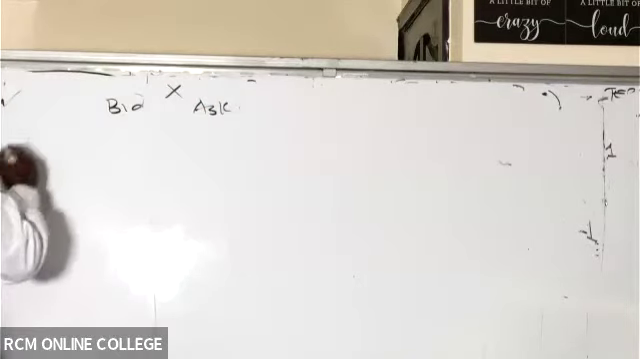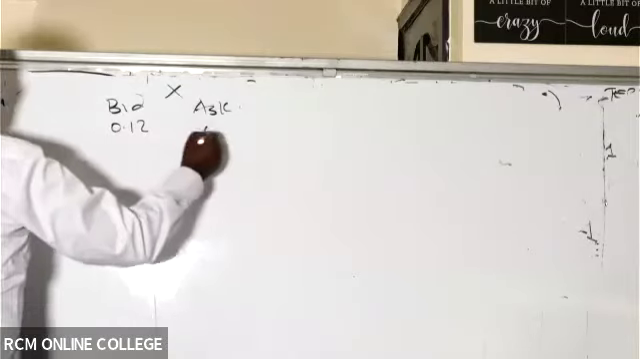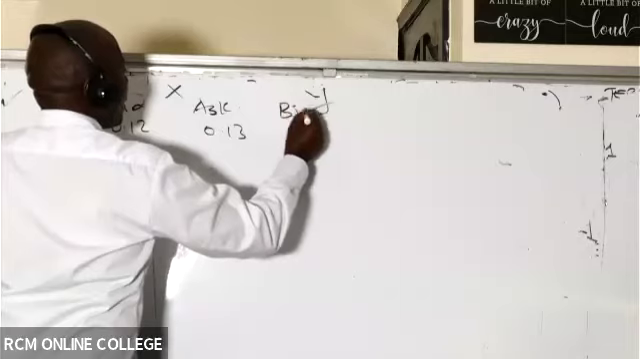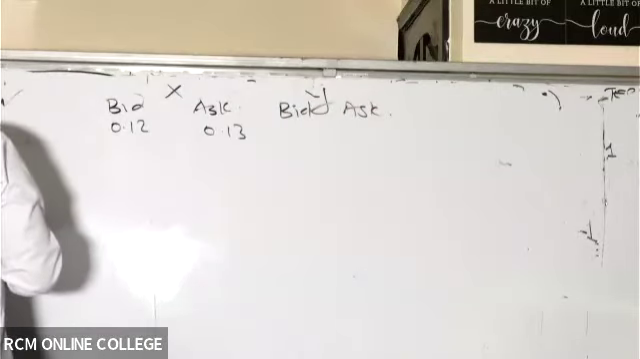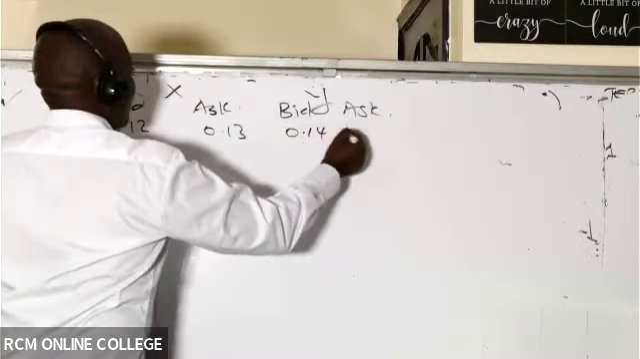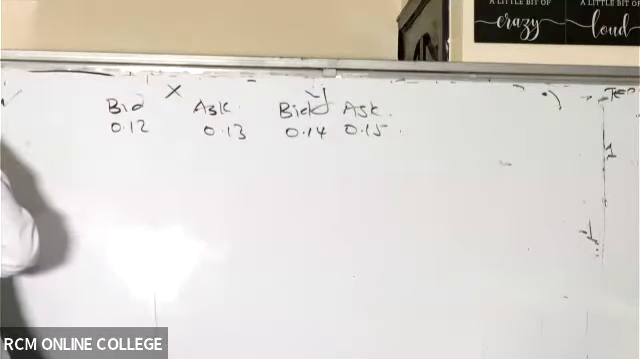So then we have here 0.12 and 0.13. And then we have Bureau Y, bid and ask: 0.14, 0.15. So remember, these are Kenya shillings per Uganda shilling.